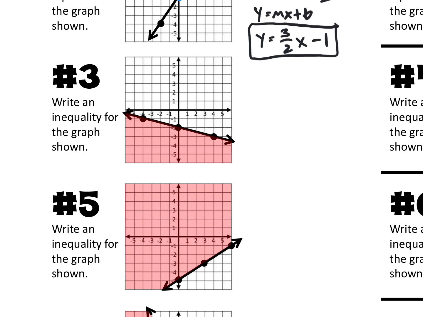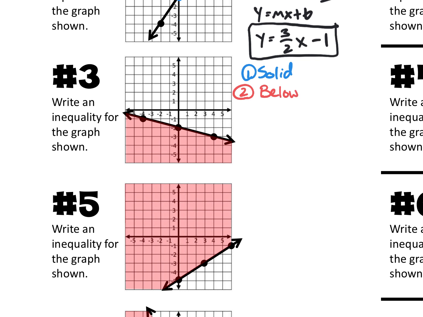So since it is an inequality, we know that we're not going to use an equal sign. We've got to use one of our inequalities, right? Okay, here's what I do first. I look at what the graph tells me, okay? So the first thing I check, is my line solid or is it dashed? It is a solid line. The next thing I look at, is it shaded above or below? Below.